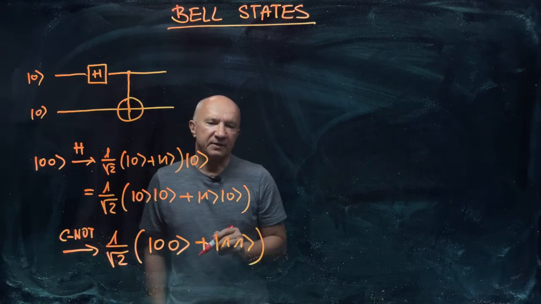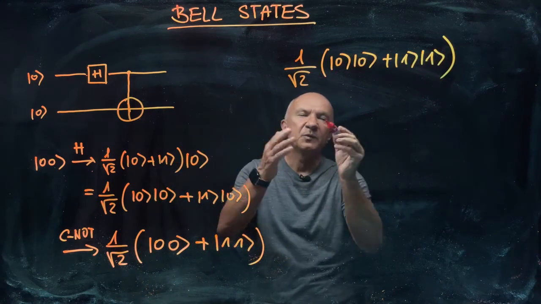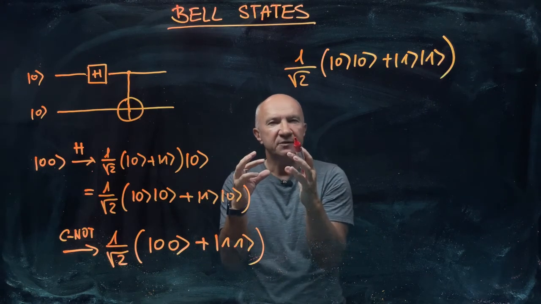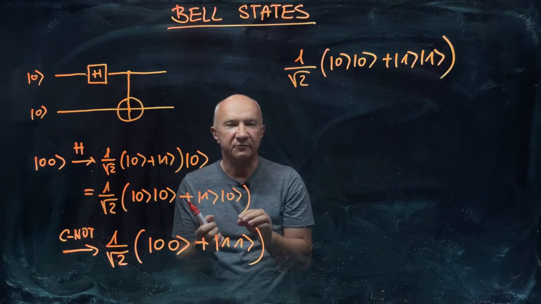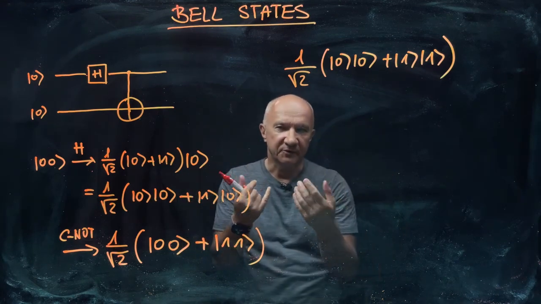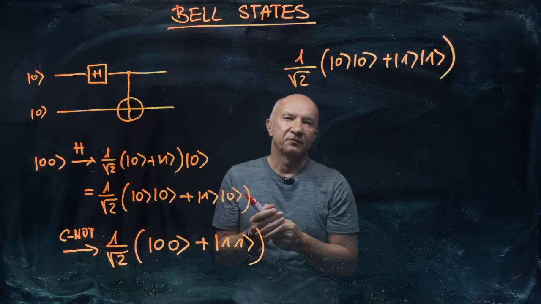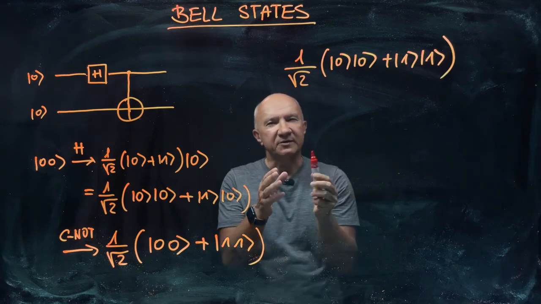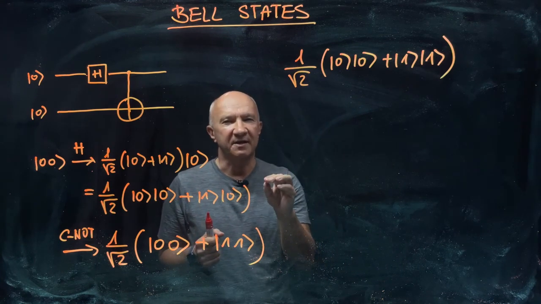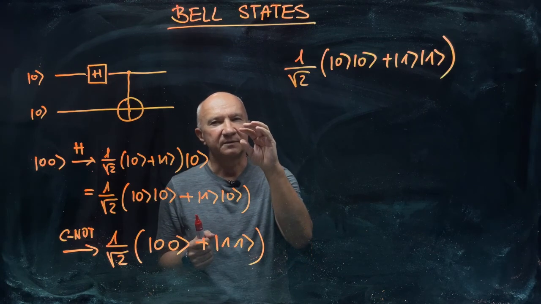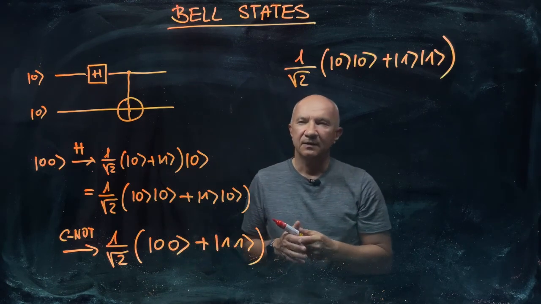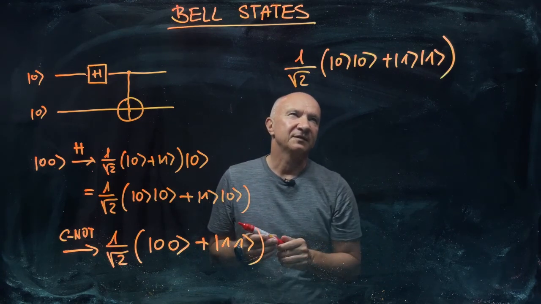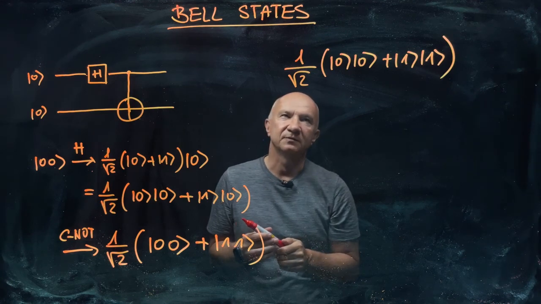Now if you look at this state, it is a superposition of two configurations of two qubits. Configuration 0, 0 appears with probability amplitude 1 over square root of 2, and configuration 1, 1 appears with probability amplitude 1 over square root of 2. Now, when I ask you whether you can attribute any particular state to the first qubit or to the second qubit, when you look at this expression and think about it, you realize that it's not possible.